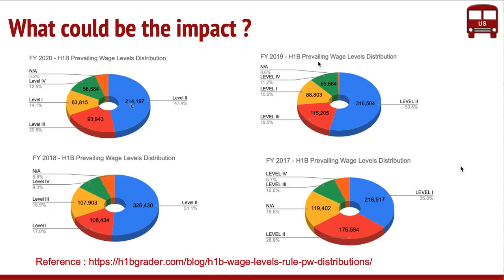is about 275K, which is level one and level two added up, 214K plus 64K, whatever. It comes to 275K people, or 275K jobs, that could be impacted if this really pushes to level three as a minimum. Again, we have to see what will happen, but that is the potential impact.